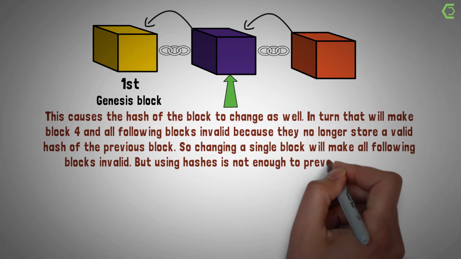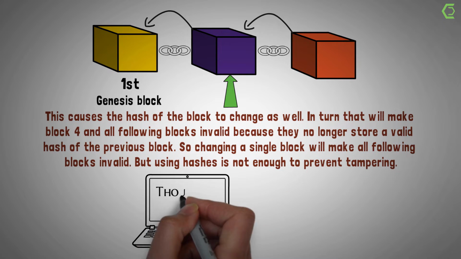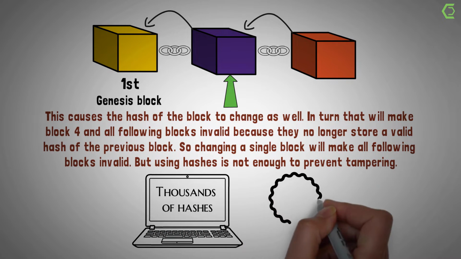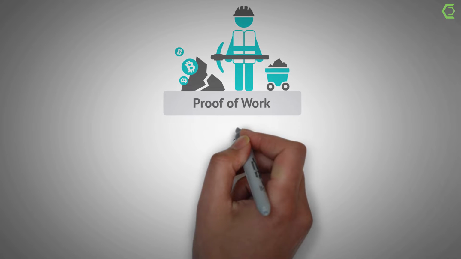But using hashes is not enough to prevent tampering. Computers these days are very fast and can calculate hundreds of thousands of hashes per second. You could effectively tamper with a block and recalculate all the hashes of other blocks to make your blockchain valid again. So to stop this from happening, blockchains have something called proof of work.